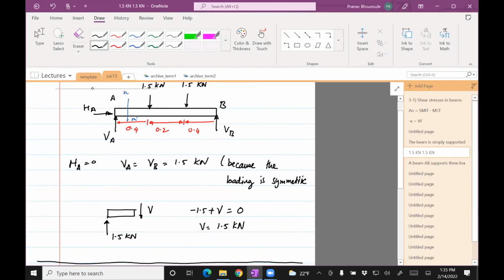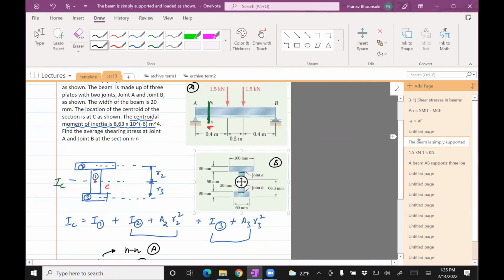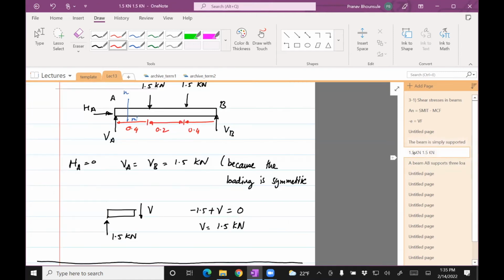Now the first question asks us to find the average shearing stress at joint C and joint B. That is right here and right there. So let's develop the formula first, and once we develop the formula, we can figure out what dimensions we need to solve this.